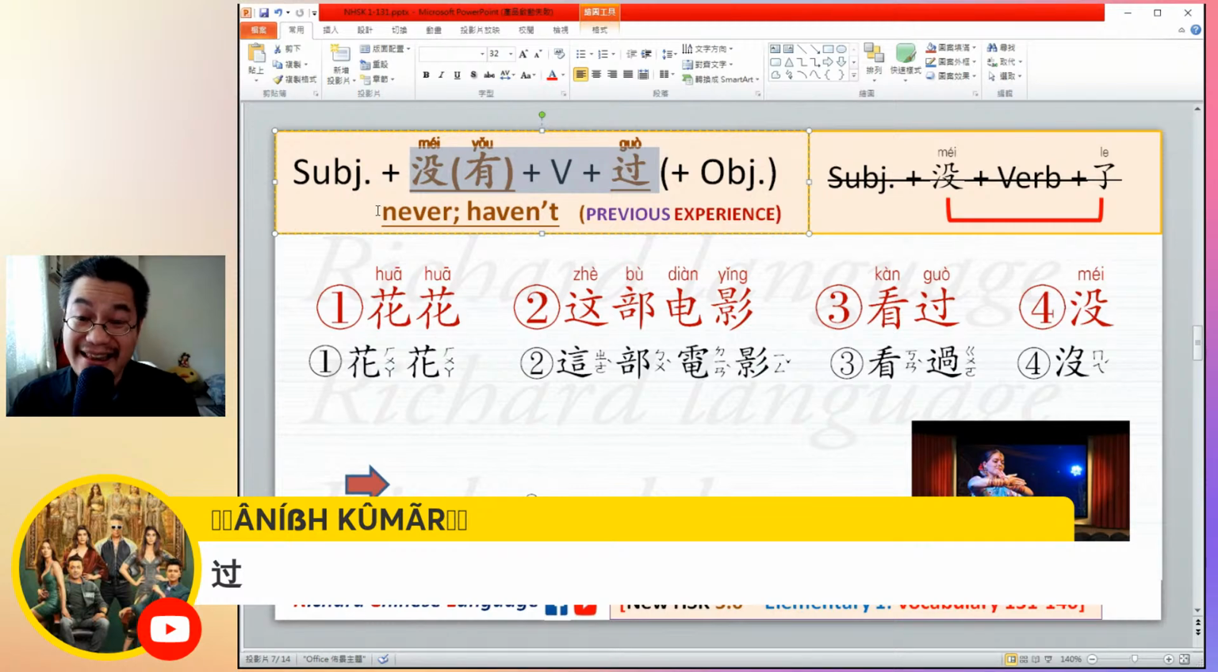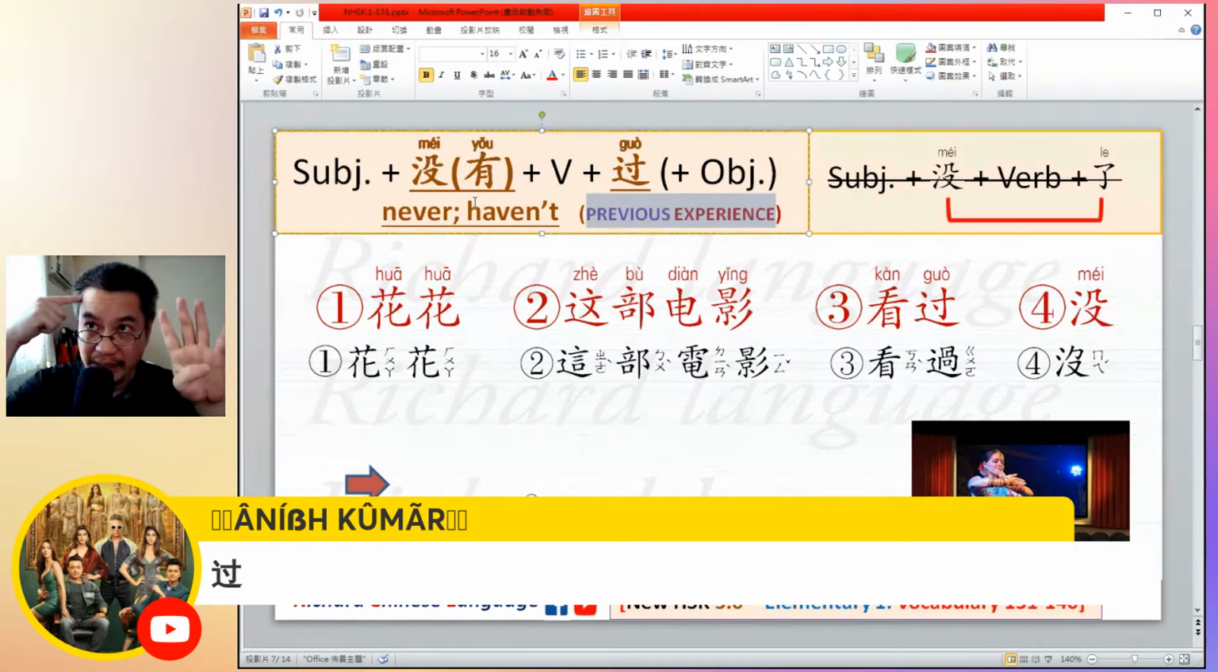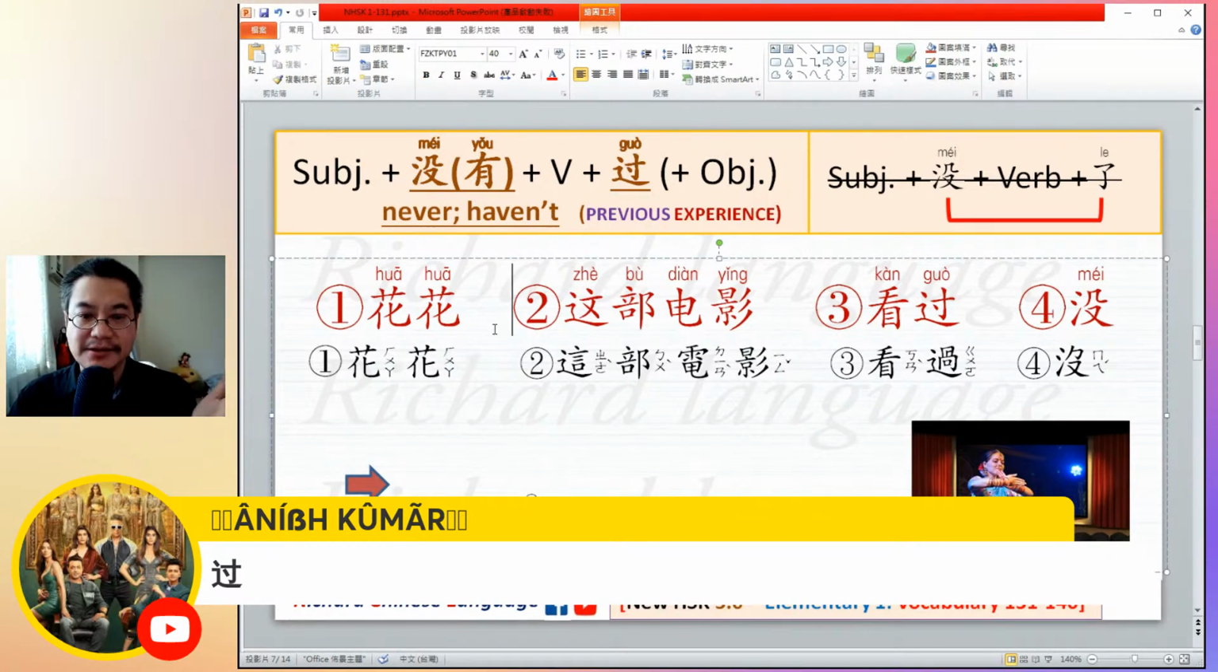And that means never or haven't. Once again, you're talking about you have never done something before. So it's also about the previous experience. Okay, you have never done something before. So we use 没 verb 过. Okay, so let's do one quiz here.